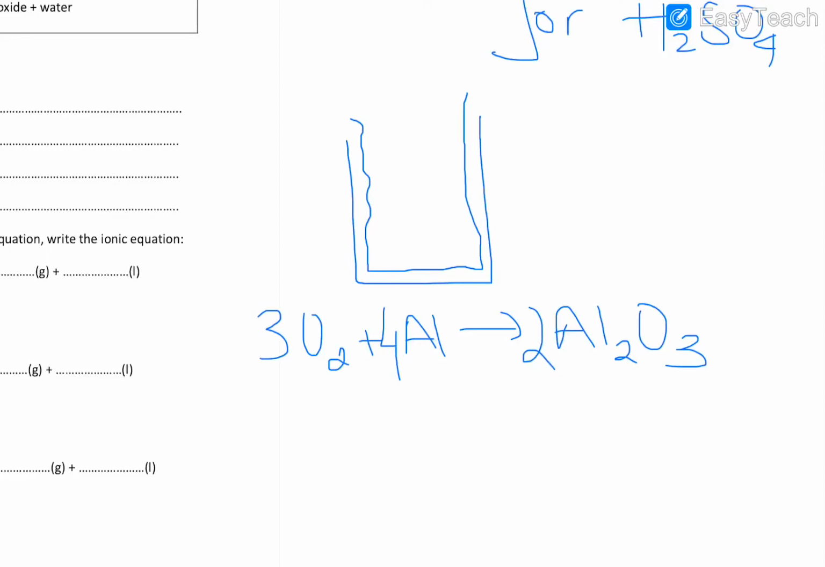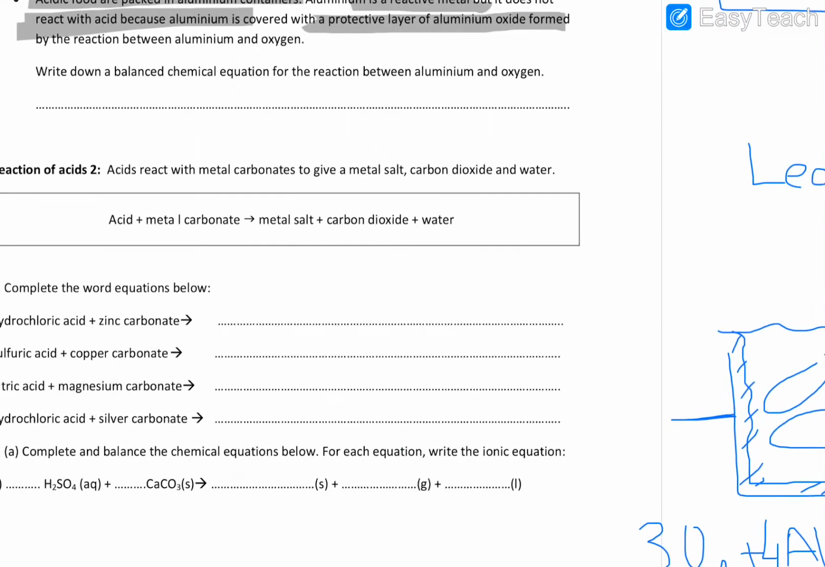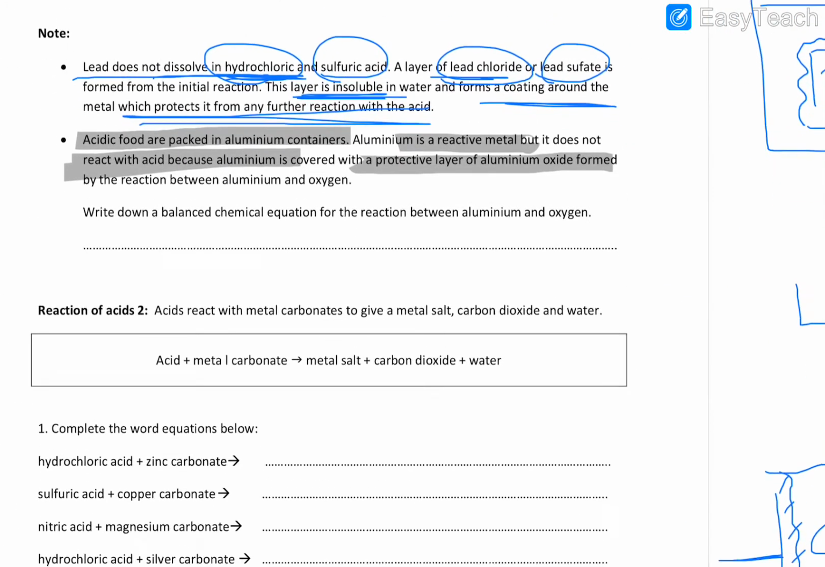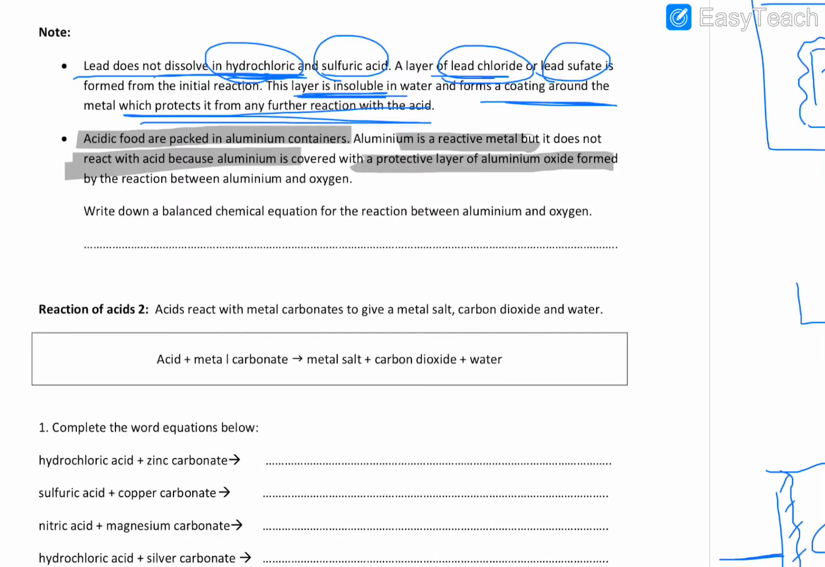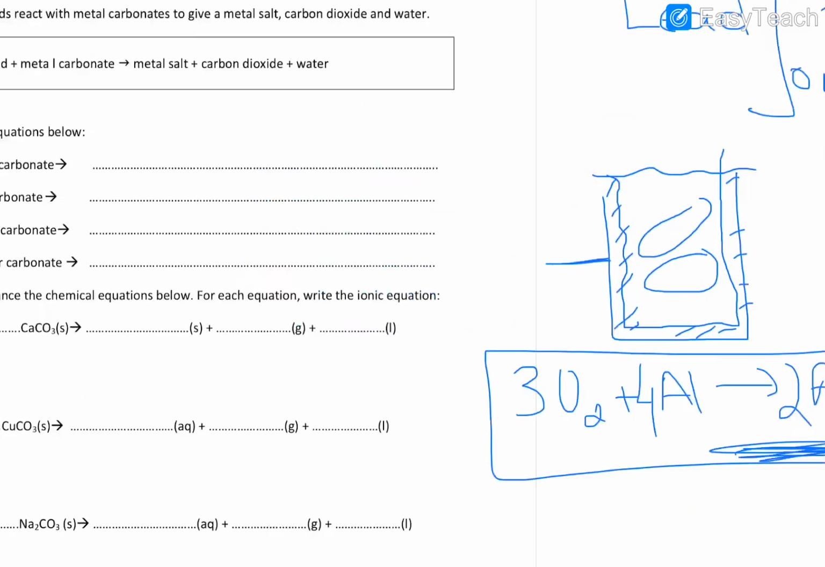The aluminium oxide acts as a protective layer for that aluminium and prevents any acid in the food from reacting. So let's say you have put tomatoes in that can. The acid in the canned tomatoes will not react with the aluminium can because of that layer of aluminium oxide that protects it. So write a balanced chemical equation for the reaction between aluminium and oxygen. So this is the equation. Make sure you write that down.